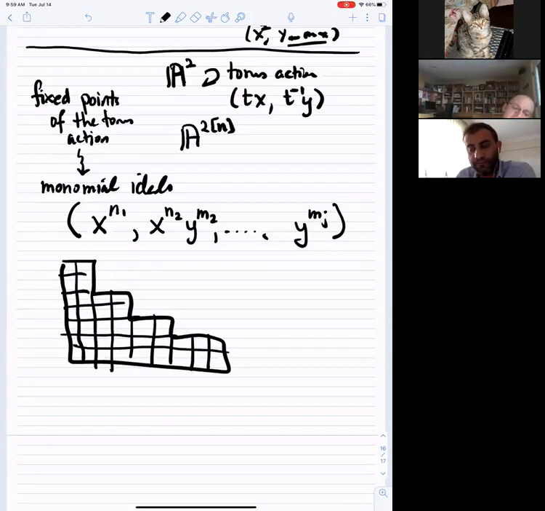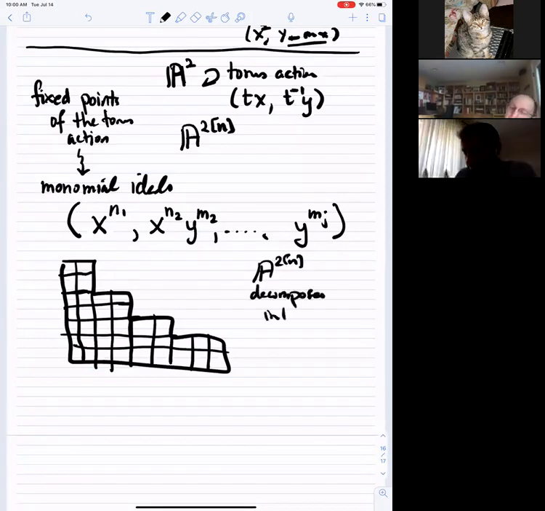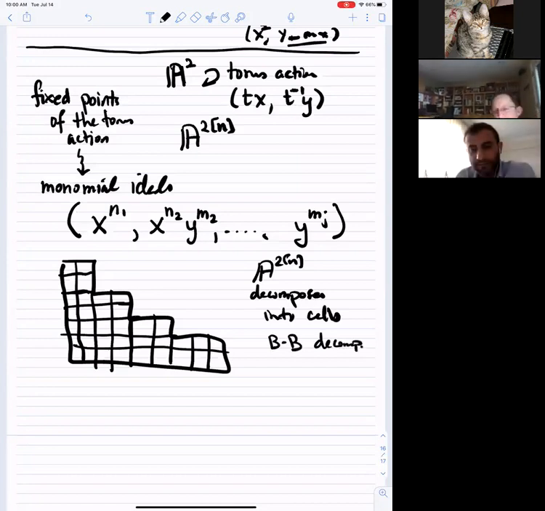You can write down the resolution and things like this in terms of this. And then you can decompose the Hilbert scheme into cells. So the Hilbert scheme decomposes into cells. This usually goes under the name of Bialynicki-Birula decomposition. And then you can study the geometry in terms of these combinatorial objects.